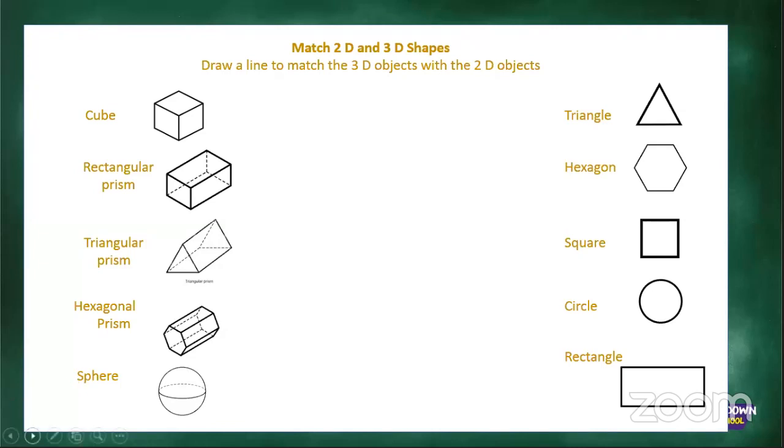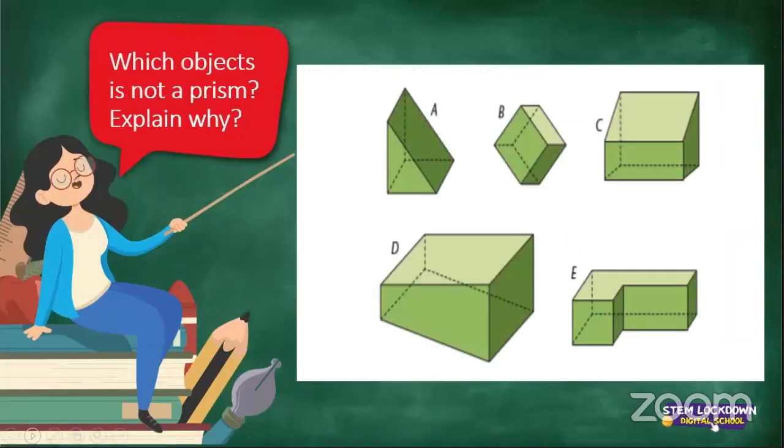You guys are brilliant. I love you. All right, now here's our next question. It's only one question on this slide that we're going to be looking at. So which object is not a prism, and explain why you're saying so.